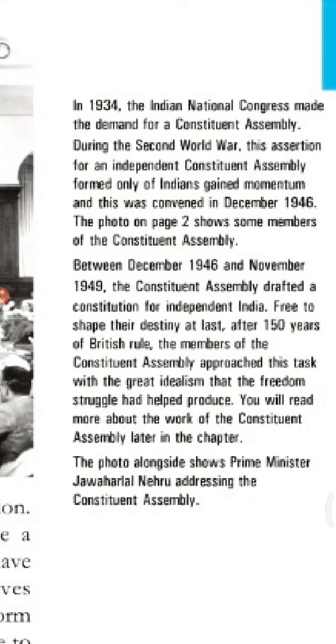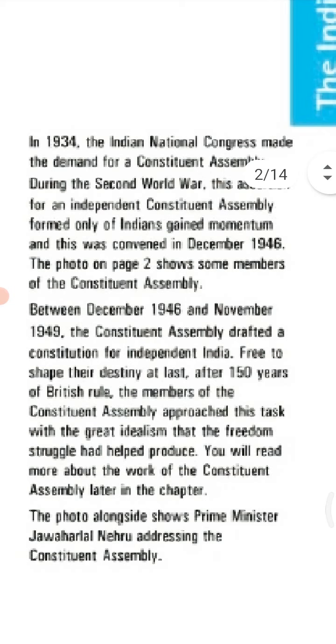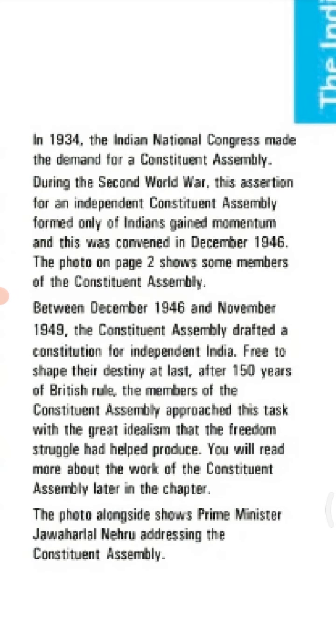In 1934, the Indian National Congress made the demand for a constituent assembly. During the Second World War, this assertion for an independent country, a constituent assembly formed only of Indians, gained momentum, and this was convened in December 1946. The photo on page number 2 shows some members of the Constituent Assembly.